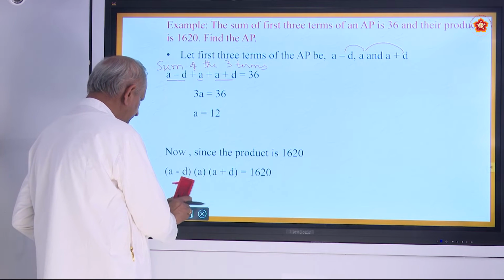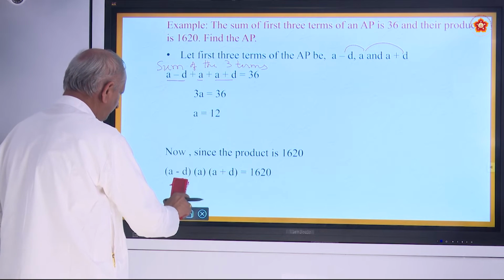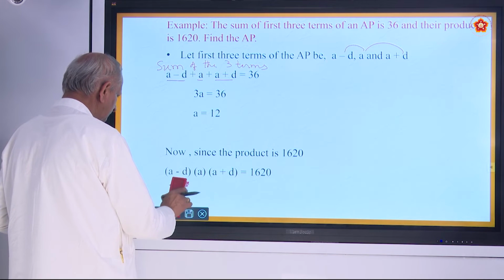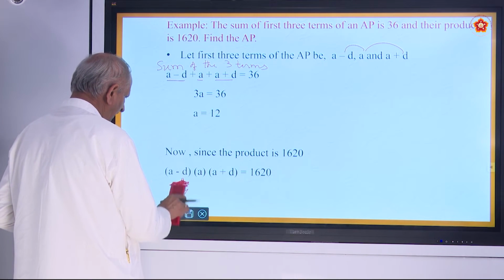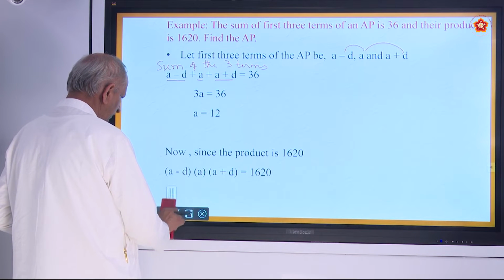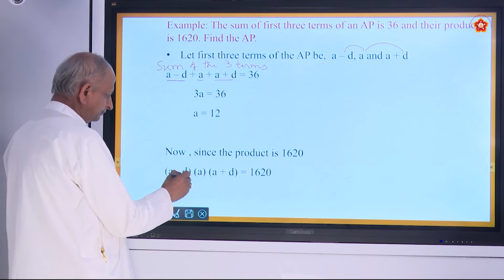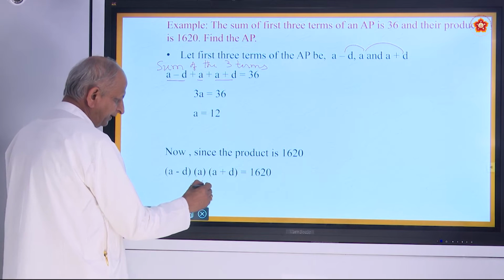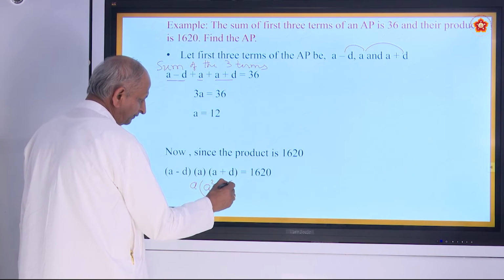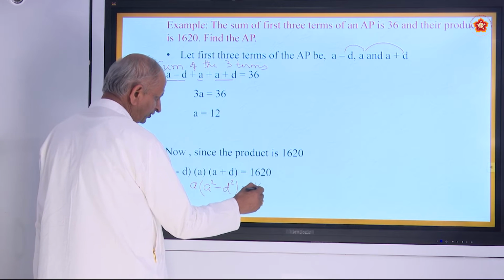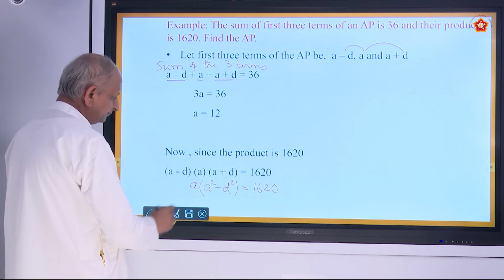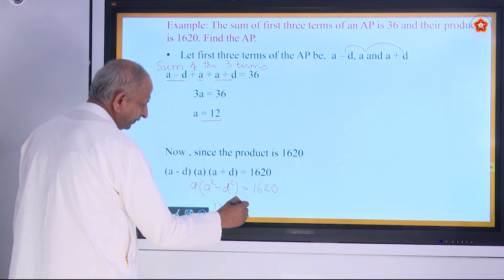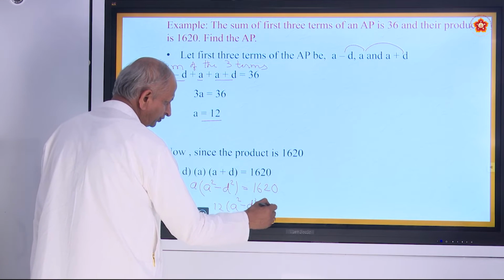How to get the product? The product can be got by multiplying these three terms, and if you multiply, what do you get? See here, we will take A outside. This is the formula, A plus D into A minus D, A squared minus D squared. So A times (A squared minus D squared) is equal to 1620. What is the value of A? A is found to be 12. So 12 into (A squared minus D squared) is equal to 1620.